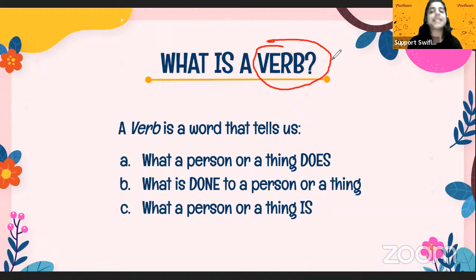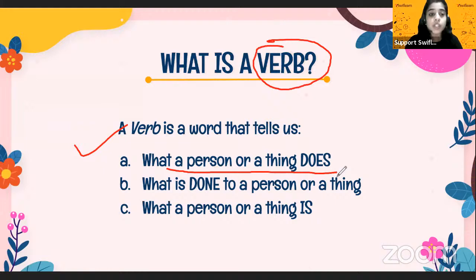For example, I say I am dancing. Dancing is a verb. But how am I dancing? Whether I am dancing beautifully, gracefully, slowly, that a verb is not going to tell. That is the function of an adverb. All right. So now let's talk about a verb. It's a word that tells us what a person or a thing does. Now, let me give you an example.